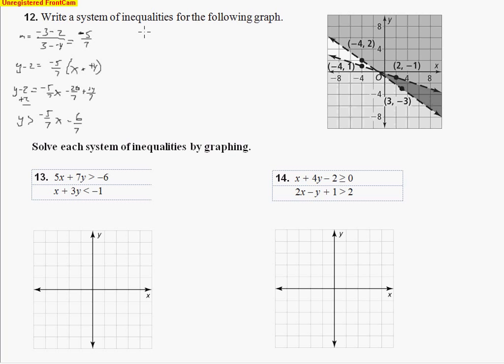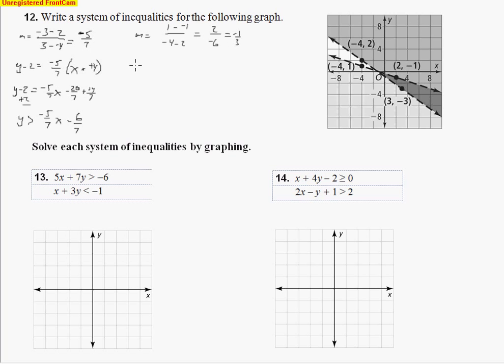And so let's take a look at the next one. So I'll use negative 4, 1 and 2, negative 1. We'll start with the slope, and that's going to be 1 minus negative 1 over negative 4 minus 2. So I'll add the opposites there. I get 2 over negative 6, which reduces down to negative 1/3.